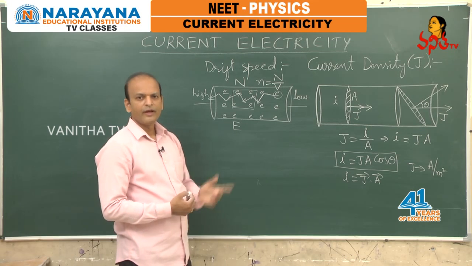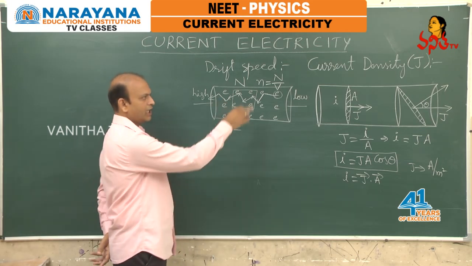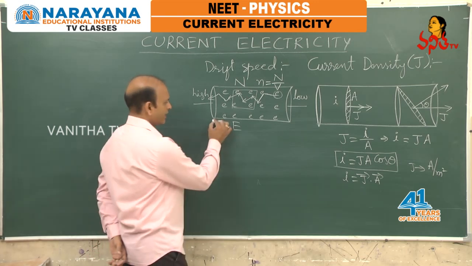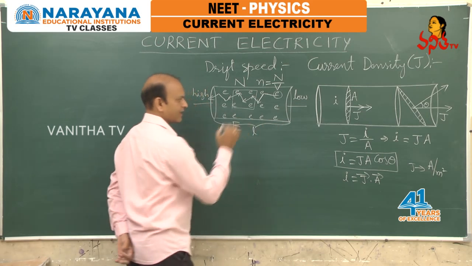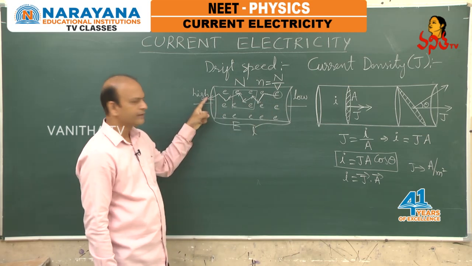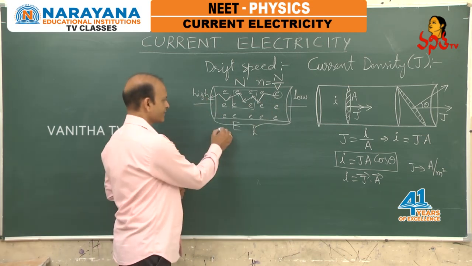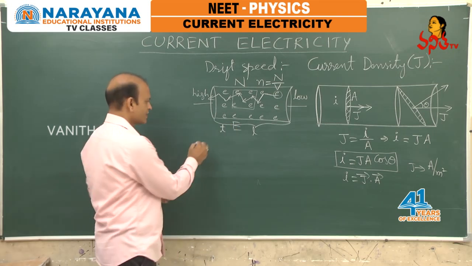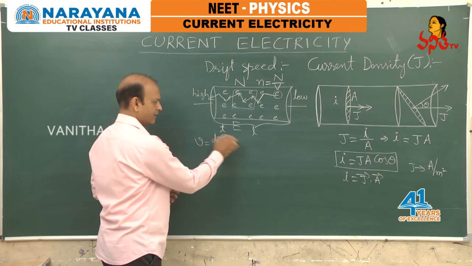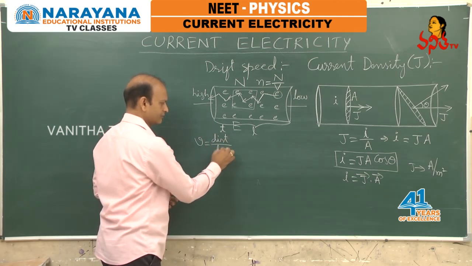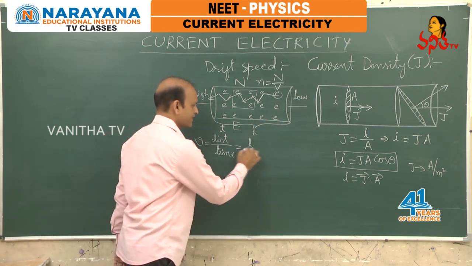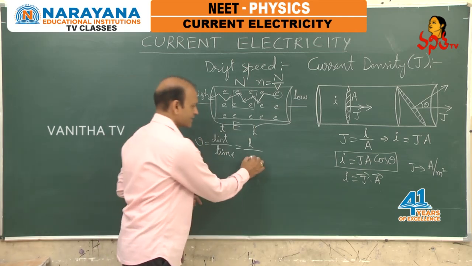Okay. Now let us find the equation for this drift speed. What is the equation for drift speed? Let us think of the length of this conductor as L. Suppose the electron moves from one end to the other end in a time of t seconds. Then the basic formula for speed is distance travelled by time taken. What is the distance travelled by this electron? L distance, by the time taken, t seconds.